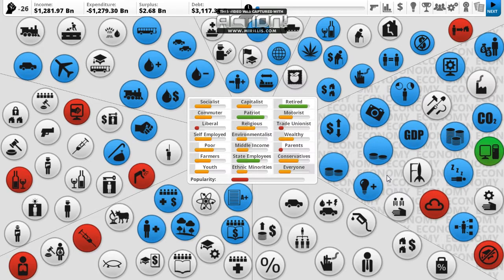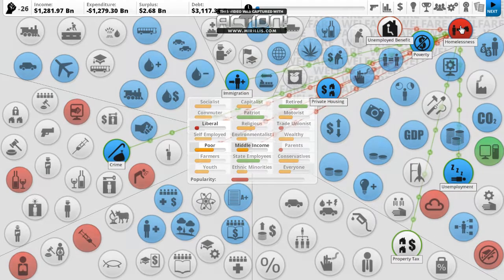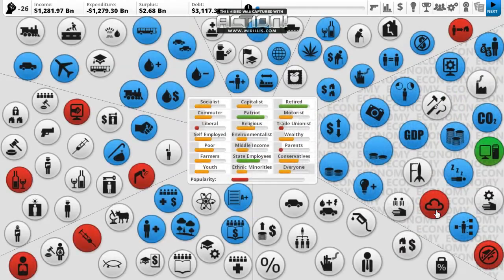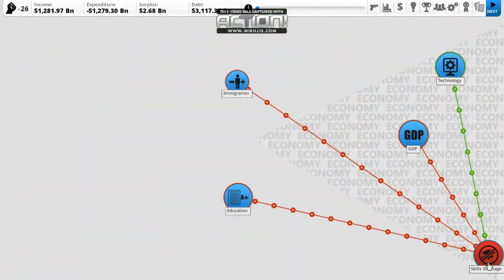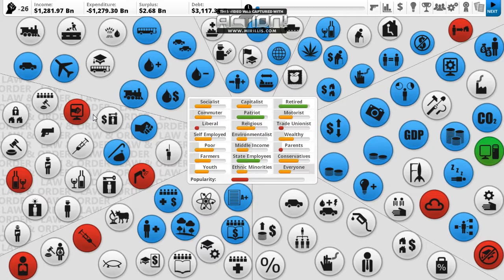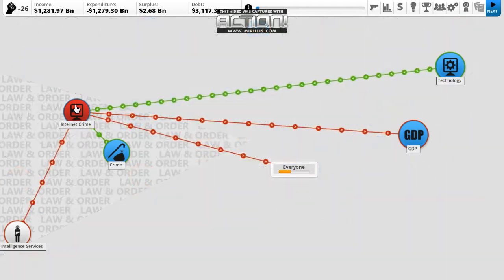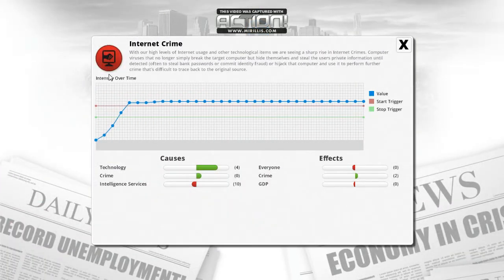Unfortunately, we only have one good situation, and we have eight bad situations. We have homelessness, okay. We have pollution. We have a skills shortage, which seems like a bit of a problem. We have internet crime. And for any of these things, you can click on the icon. You can click on all of these icons and it pulls up graphs and things, and it explains what the causes are and what the effects are.